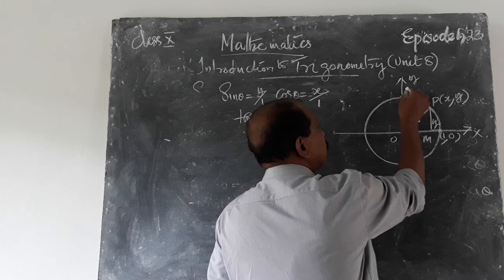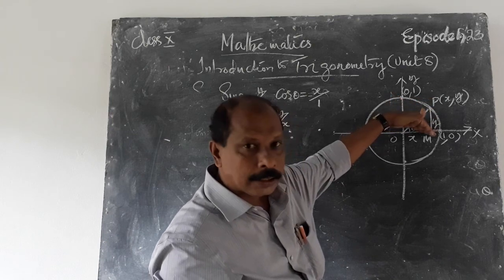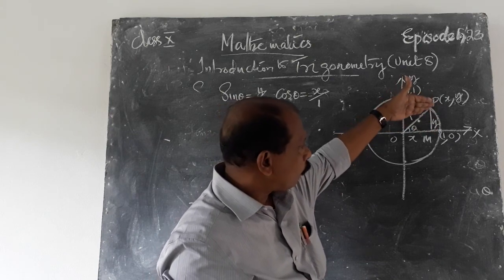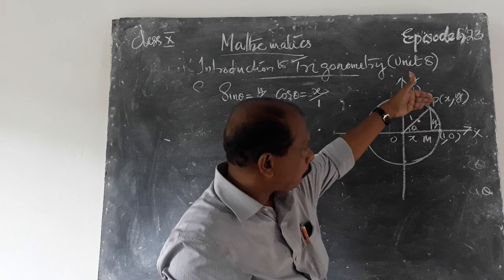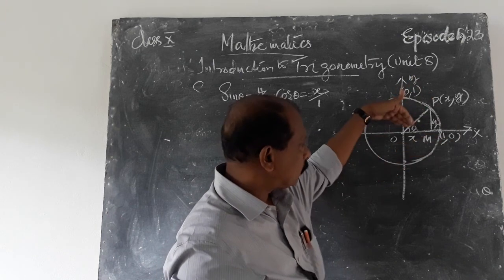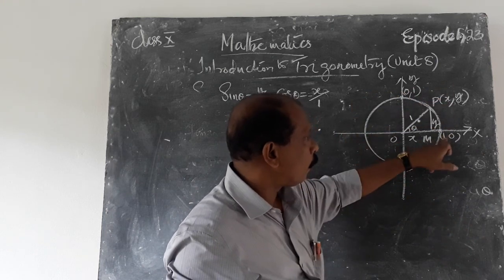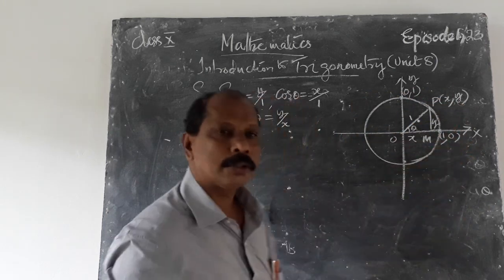This point has x-coordinate 0 and y-coordinate 0. Listen, OP moves towards the x-axis, and finally the angle is 0. P coincides with (1, 0). That means theta is equal to 0, x is equal to 1, y is equal to 0.